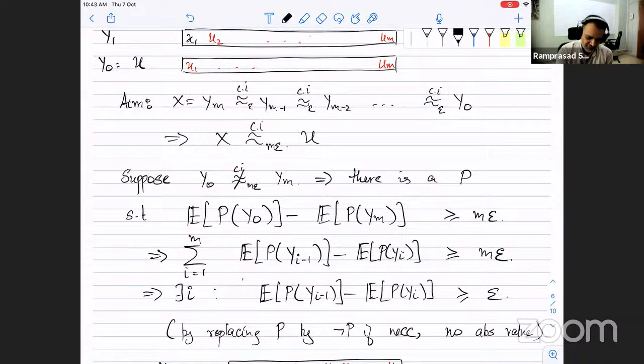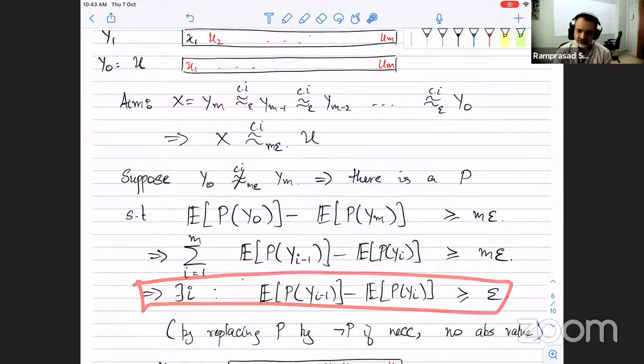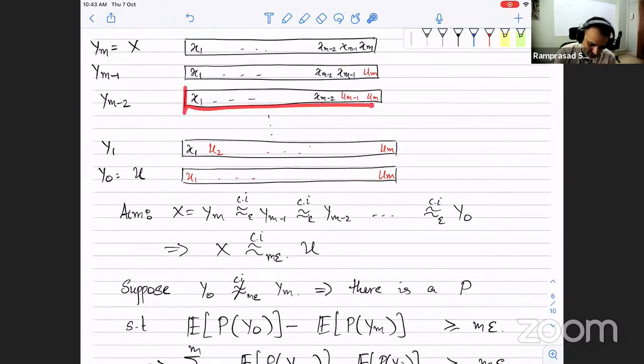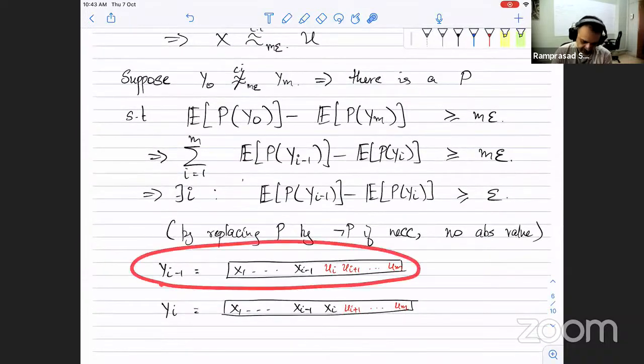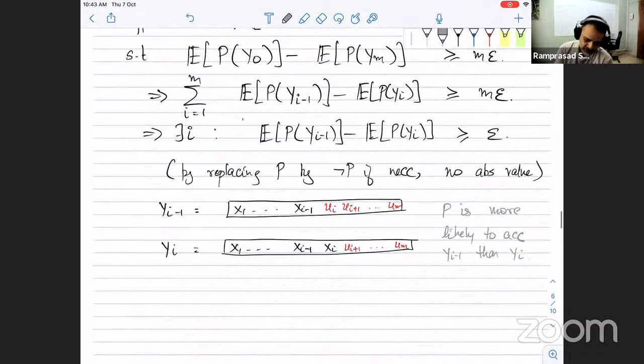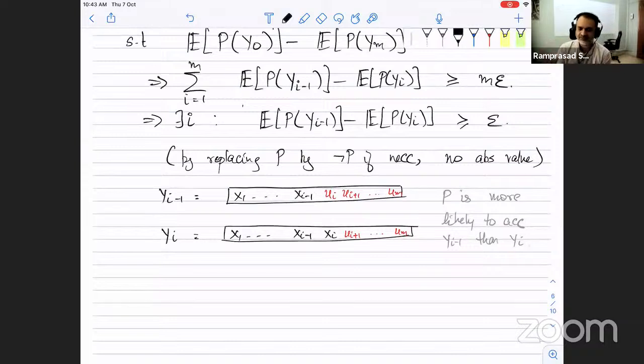Okay, so now this is what we are trying to contradict. We were told that something is next bit unpredictable, and now I am also told that the way P behaves on the distribution yi minus 1 seems to be different from the way it behaves on the distribution yi. And what else can you do besides predicting xn? So that's what we are trying to get to. Okay, so let's just note that P is more likely to accept yi minus 1 than yi. Now I need to build a next bit predictor to somehow contradict the fact that we assumed it was next bit unpredictable.